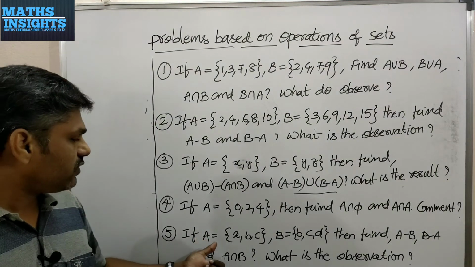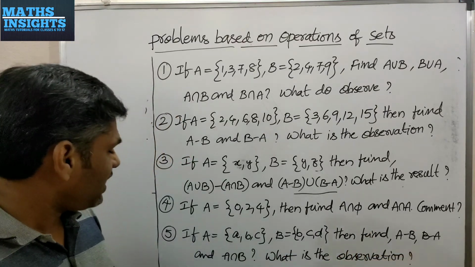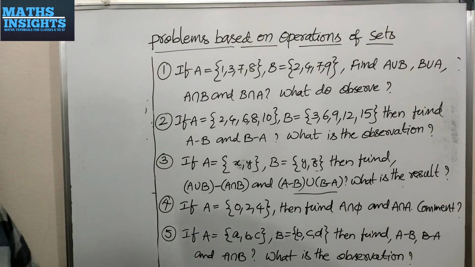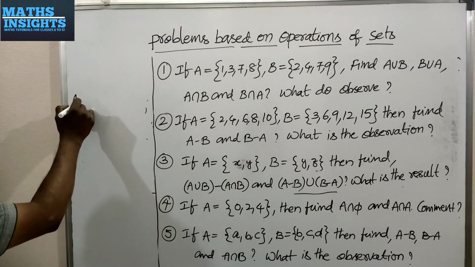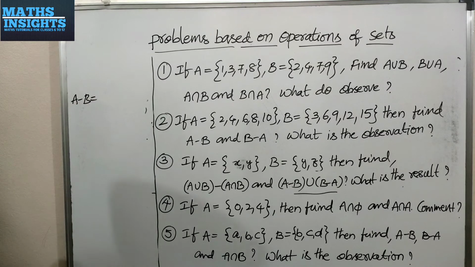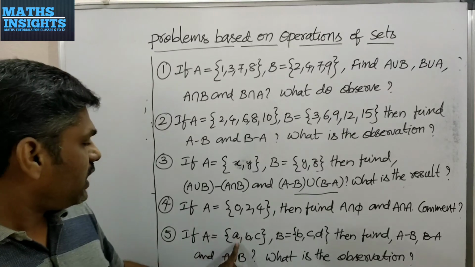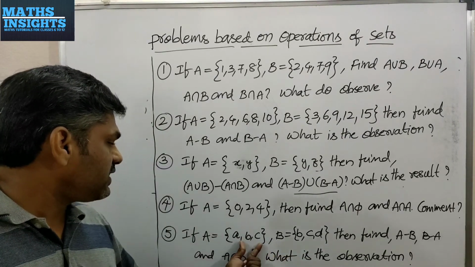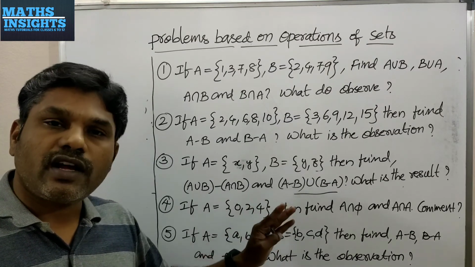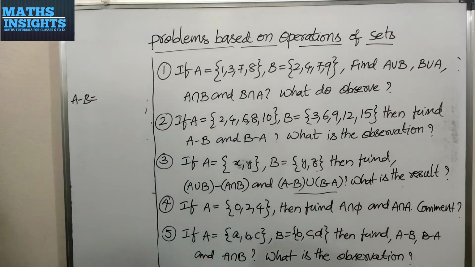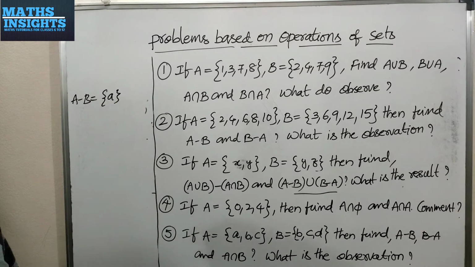In the fifth question they have given two sets called A and B and they are asking A minus B, B minus A and A intersection B. What is your observation? Very simple. First find A minus B. A minus B, that is the elements of A only, removing the elements of B. Therefore A, B, C and B, C, D. B, C are in B also. Therefore I will remove B, C from A and I will write the elements of A only. That means the element A is the set A minus B.